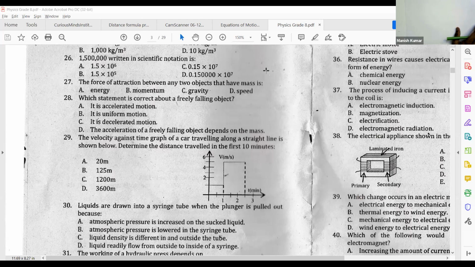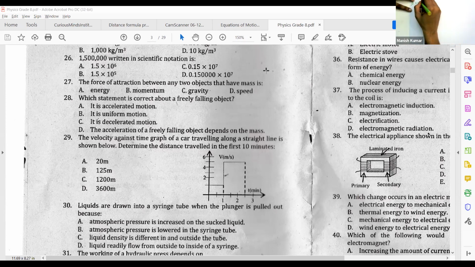Okay, so liquids are drawn into a syringe tube when a plunger is pulled out because: option A, atmospheric pressure is increased on the sucked liquid. B, atmospheric pressure is lowered in the syringe tube. C, liquid density is different in and outside the tube. D, liquid readily flows from outside to inside the syringe. So C is definitely wrong, because the liquid density is the same in the syringe and outside of the syringe.